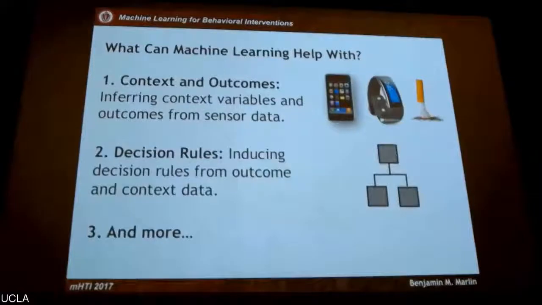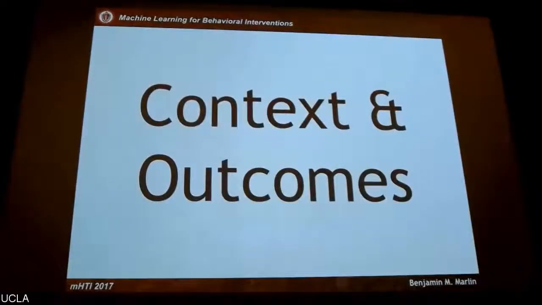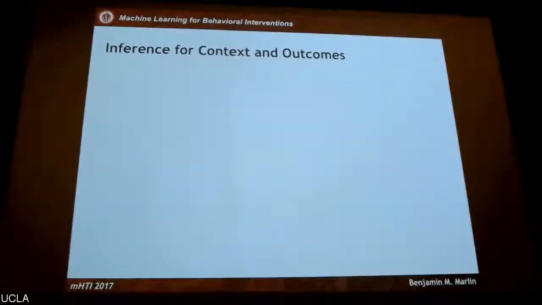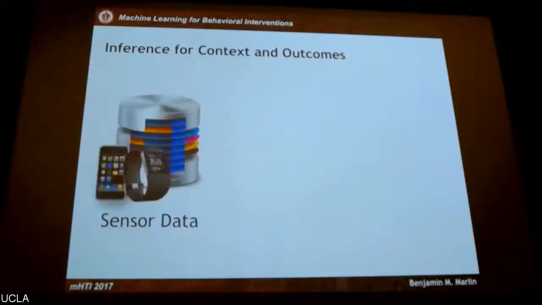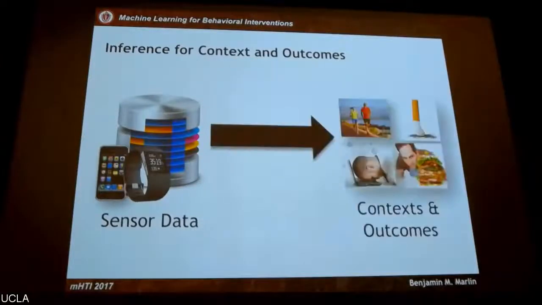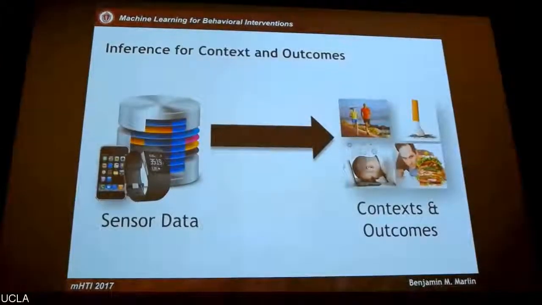All right, so let's talk about context and outcomes. Here's the problem. We have people like Emory who can put together novel sensing devices to capture raw sensor data for us. And the question is, how do we take that data, from a single source or from multiple sources, and turn it into these contexts and outcome measures that we care about, so that we can plug them into our interventions and leverage them as context or use them as proximal outcomes?